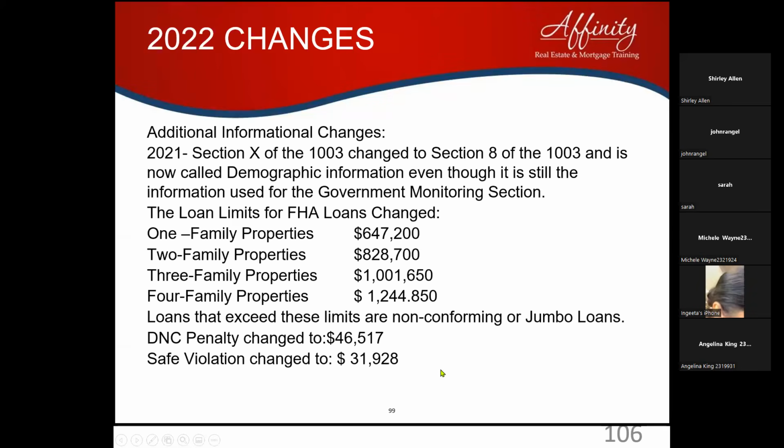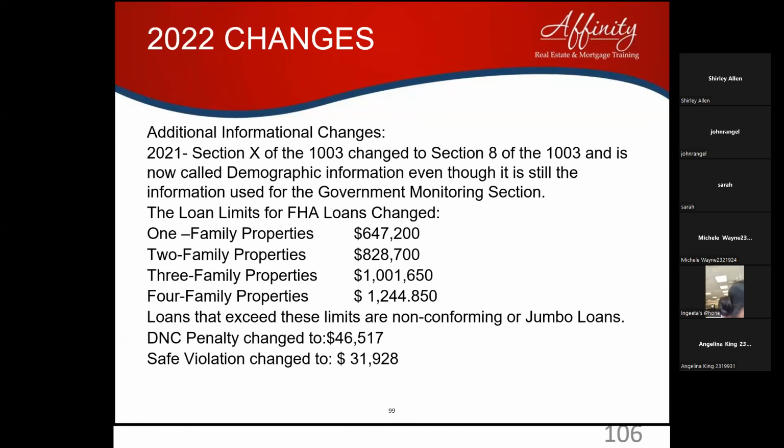Some additional information came in. Like I said, it's probably going to be just the 4 hours today. Here are additional information and changes that you should know about from 2021 to 2022. We changed section 10 of the 1003 to be section 8 of the 1003, and we call it demographic information. It is still the information used for the government monitoring section.